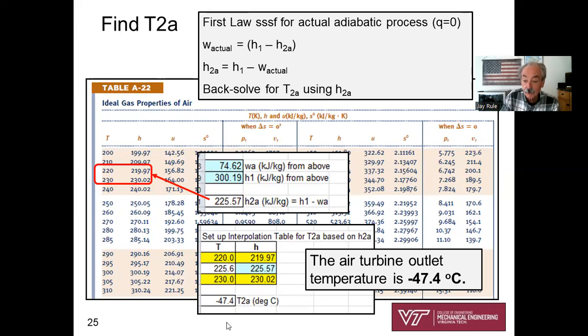225.6, or in other words, we subtract 273 to get the air turbine outlet temperature is negative 47.4 degrees C. That is cold. That's some cold air. It's expanding. It's decreasing its pressure, increasing specific volume. It's getting colder. This is the real thing. The turbine outlet temperature is negative 47.4 degrees C.